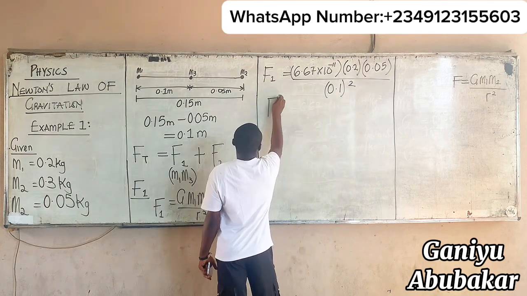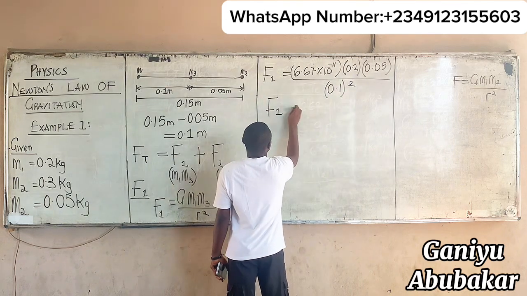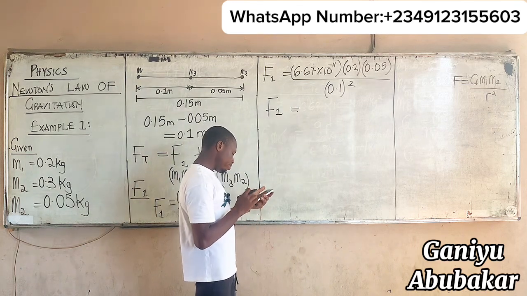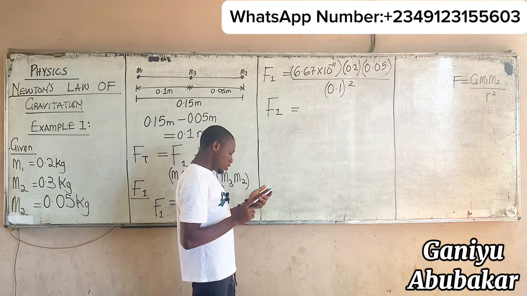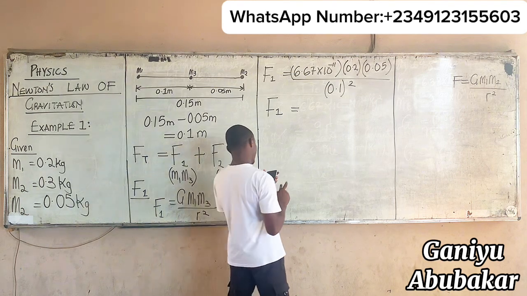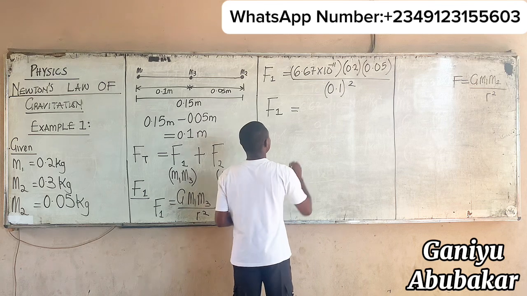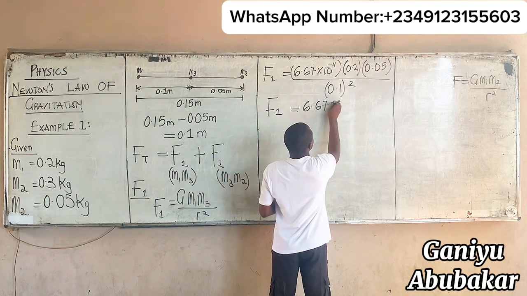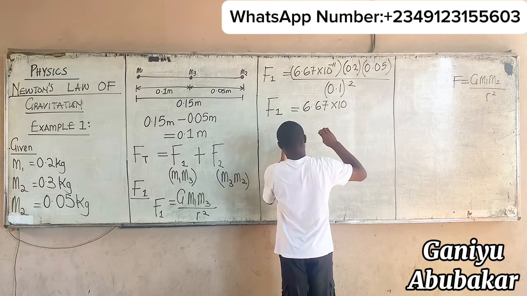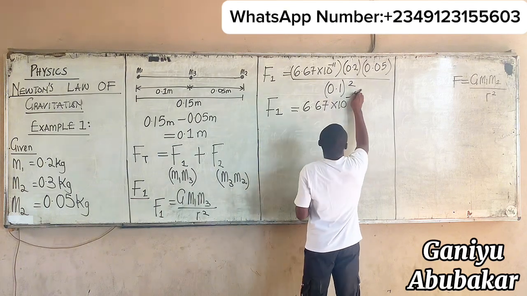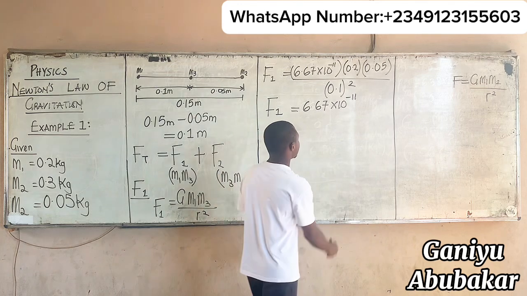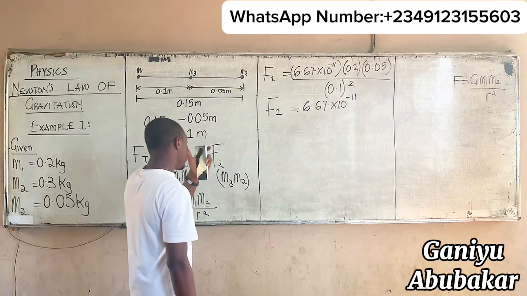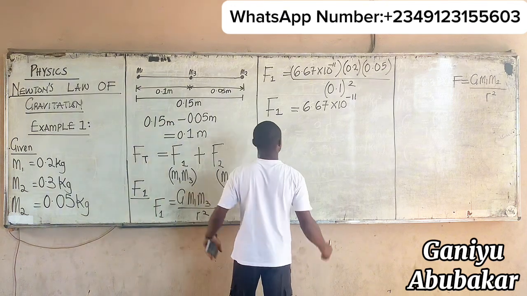If I punch my calculator from here, I should have a value that looks like this. All right, so if I punch it very well, my F1 should give me 6.67 times 10 to the power minus 11. So that's my F1.